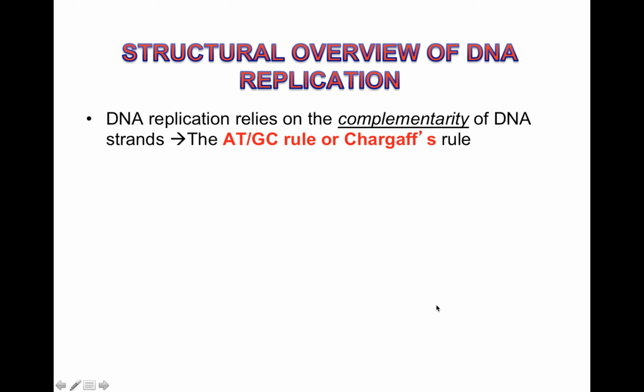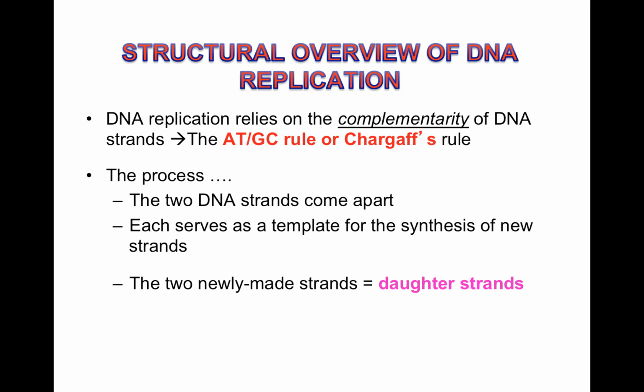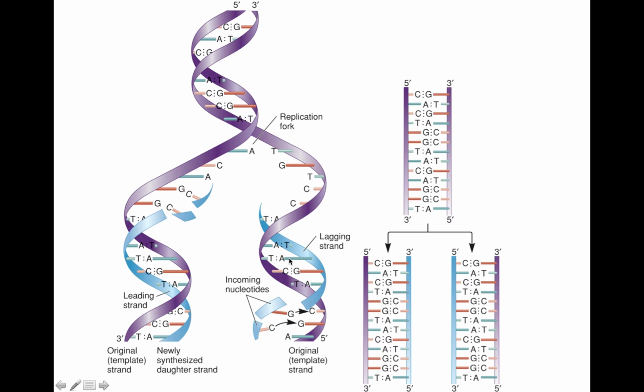DNA replication relies on the complementarity of the DNA strands. The ATGC rule, or Chargaff's rule, where A base pairs with T with 2 hydrogen bonds and G base pairs with C with 3 hydrogen bonds. The two DNA strands come apart. Each serves as a template for the synthesis of new strands. The two newly made strands are called the daughter strands, and the two original strands are called the parental strands.